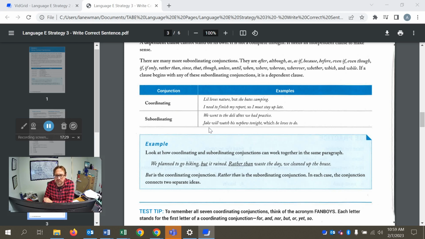And then our other example, Jake will watch his nephew tonight. There's some future verb tense, which he loves to do. So our subordinating conjunction here is which. It subordinates or makes this part of the sentence dependent upon the part that is independent.